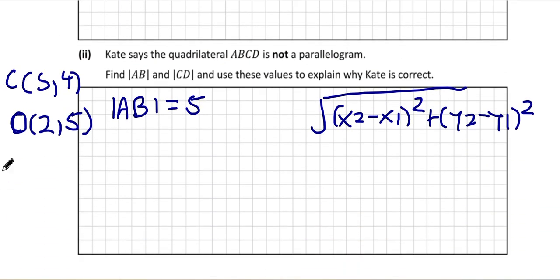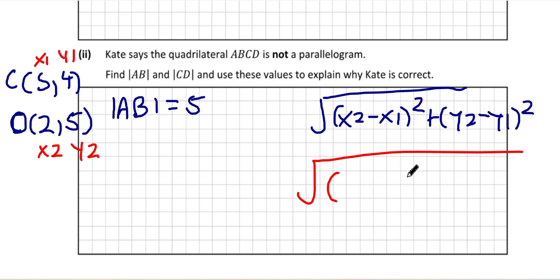Okay, let's find out. So here's what we're going to do. We're going to label them. I'm going to label this one X1, Y1, and I'll label this one X2, Y2. Am I allowed to do it the other way around? I'm allowed to call D X1, Y1 and C X2, Y2? Yes. It works the opposite way around. Otherwise, you wouldn't know which one to choose.